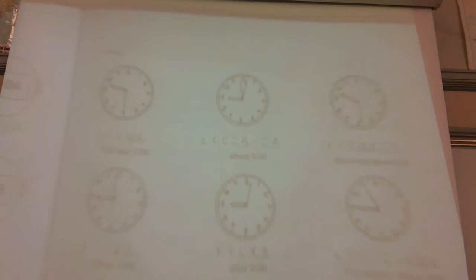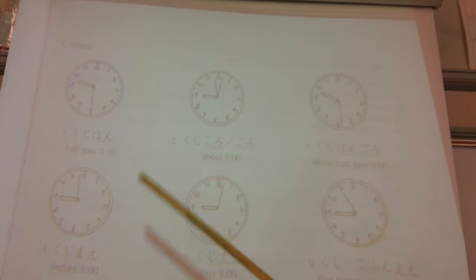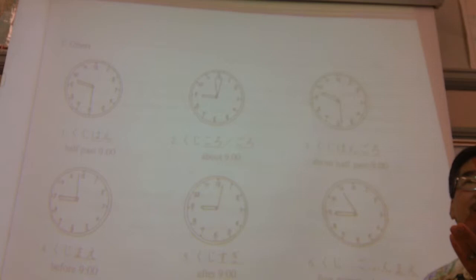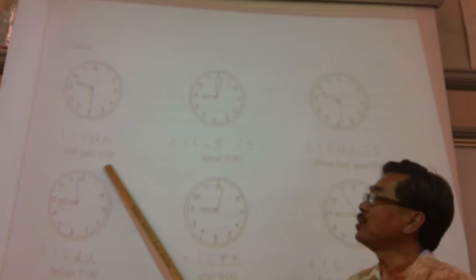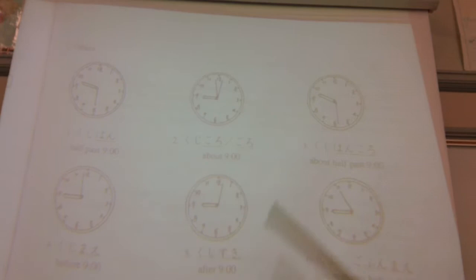So this is a hard part. Really hard. A little bit hard. So make it short to easy. So 9:30. Usually 9:30, right? Even in English, 9:30. So half. 9時半 means half.